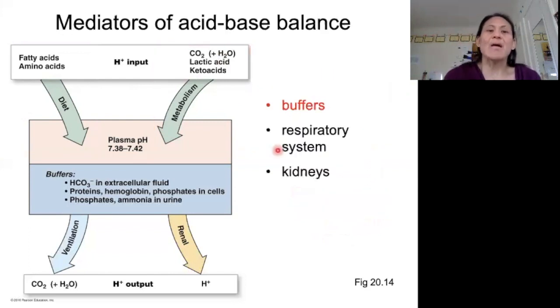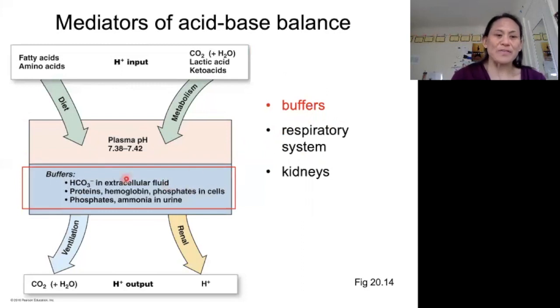Okay. All right, so what can we do in response to disturbances to our acid-base balance? Usually it's going to be acidification coming from these sources. What can we do to protect against our plasma and our other body fluids becoming too acidic? We have three main lines of defense, basically, against acid-base disturbances. They are buffers, the respiratory system, and the kidneys. Okay, so let's go over these one by one, starting with buffers.